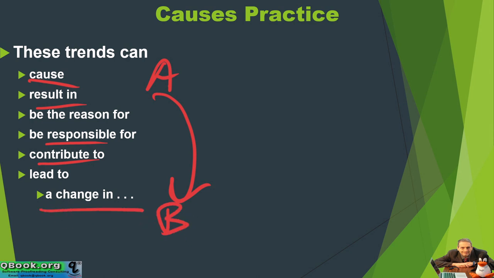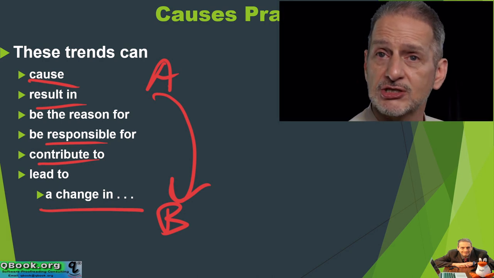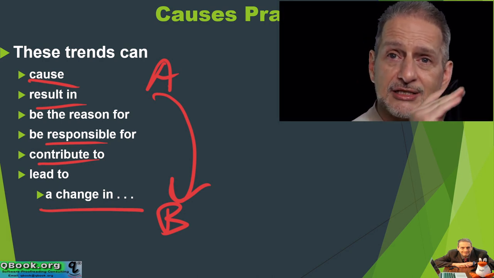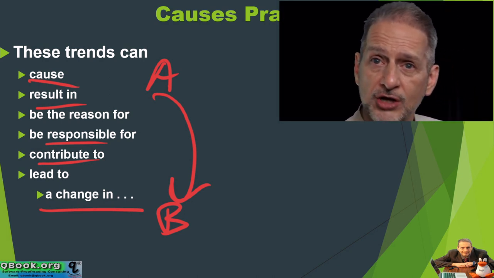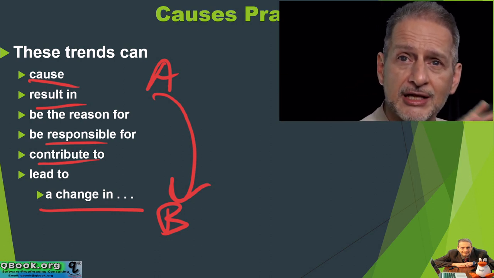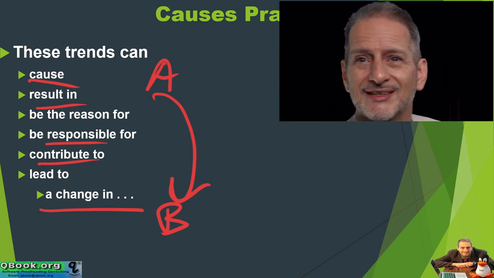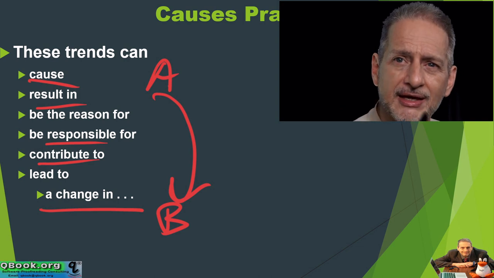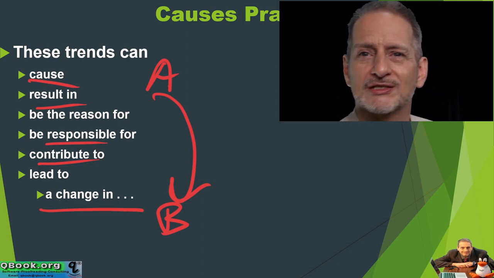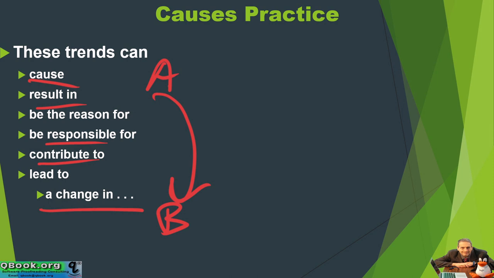So this is the way we do our transition. It's another way for transition, only making it very clear. I just talked about A, and A causes B. I just talked about A, and the result is going to be B. I just talked about A, and A is responsible for B. So now I'm going to talk about B.